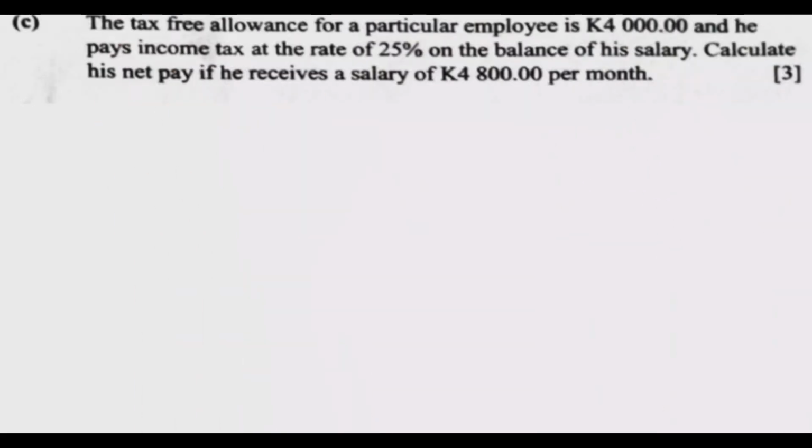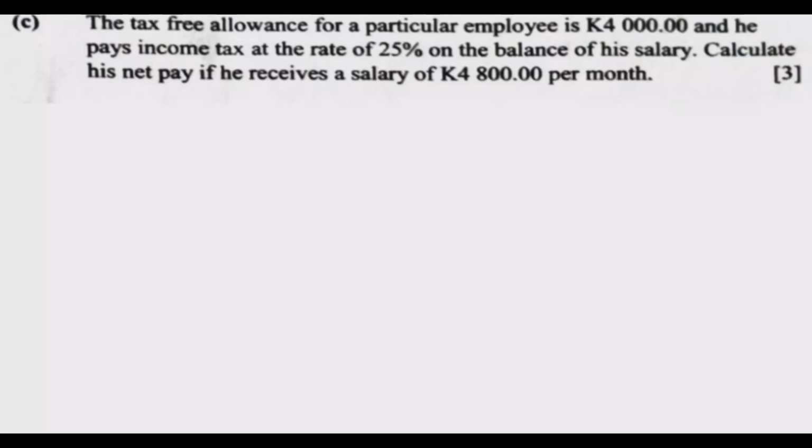Question 1c is as follows. The tax-free allowance for a particular employee is 4,000 kwacha, and he pays income tax at the rate of 25% on the balance of his salary. Calculate his net pay if he receives a salary of 4,800 per month.